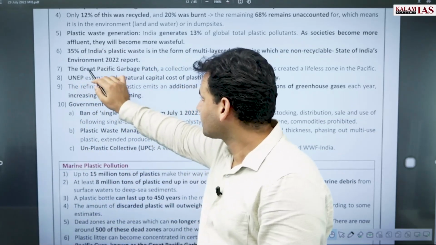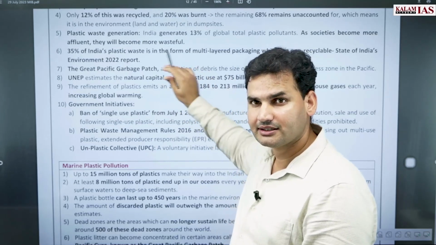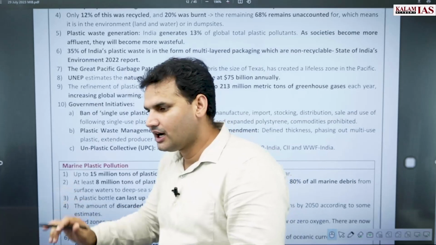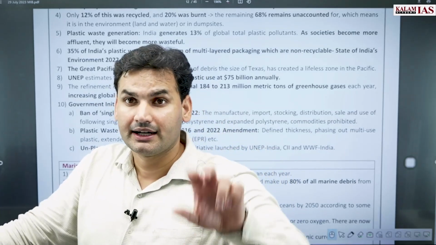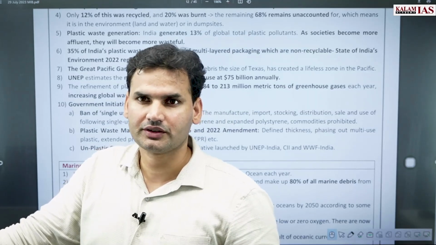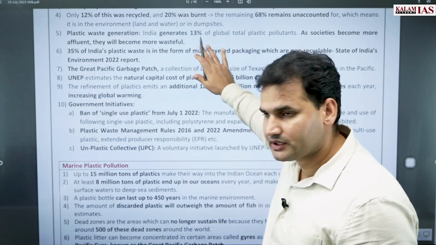So there you can use what? Great Pacific garbage patch as a part of gyres, as a part of ocean currents. This was specifically asked in UPSC. Dead zones. What are dead zones? There is absence of oxygen, that is hypoxia. So UNEP and all you can very well quote.